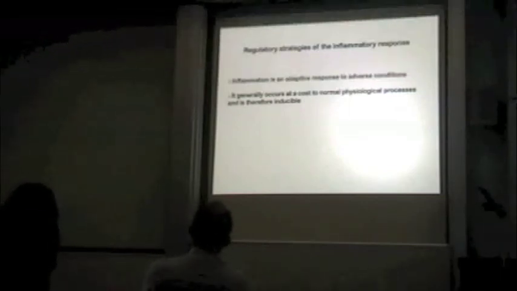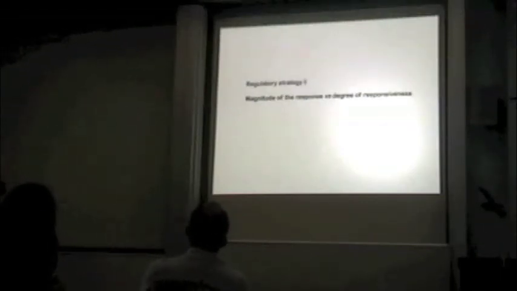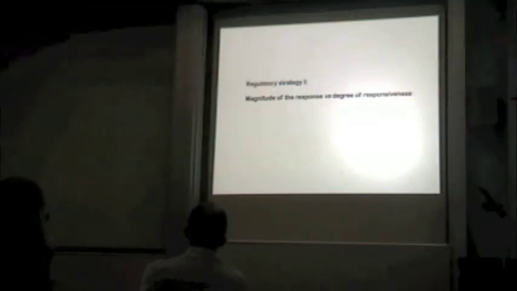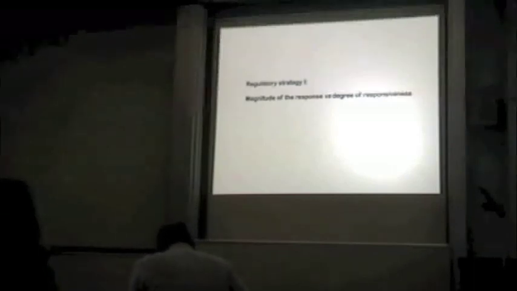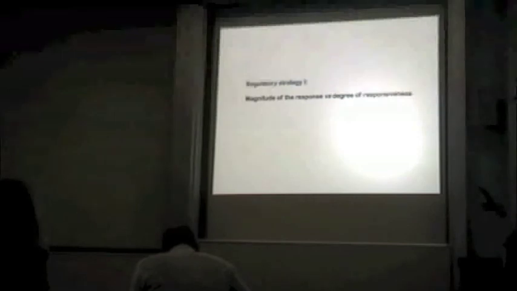First, I will give an example of regulatory strategy that has to do with distinction between what is regulated, the magnitude of the response, which is the main focus of research on regulation of immunity and inflammation. But there's another strategy, which is to control the degree of responsiveness, and so I'll just give this quick example.